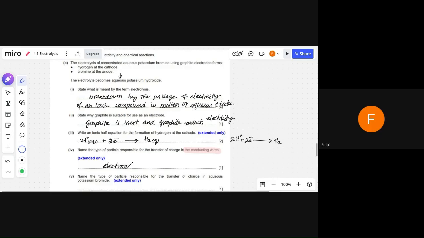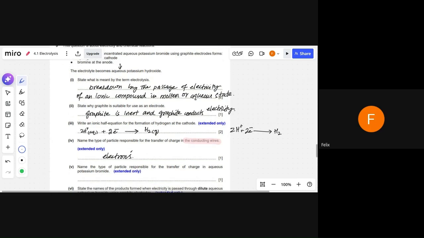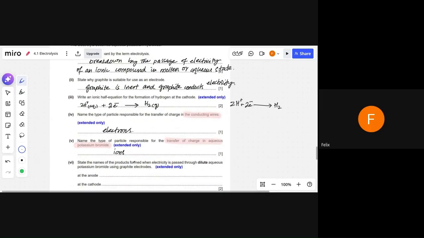Electrons. Okay, so now name the type of particle responsible for the transfer of charge in aqueous potassium bromide. You see, now they are referring to the solution, the electrolyte itself. So it's the ions that conduct electricity, because ionic compounds in a solid state cannot conduct electricity, so they must be present in aqueous or molten state.